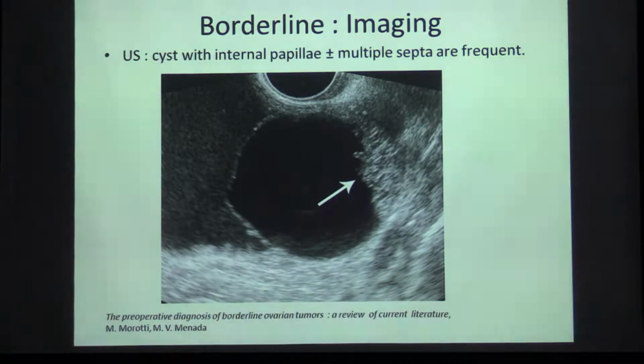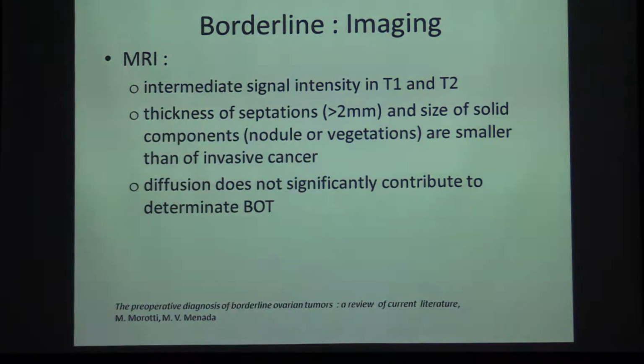On the ultrasound, we often see cysts with internal papillae, like here, with multiple septa. On MRI, we often see an intermediate signal intensity in T1 and T2. The thickness of septation and size of solid components are smaller than in invasive cancer, and the diffusion doesn't significantly contribute to determining a borderline ovarian tumor.